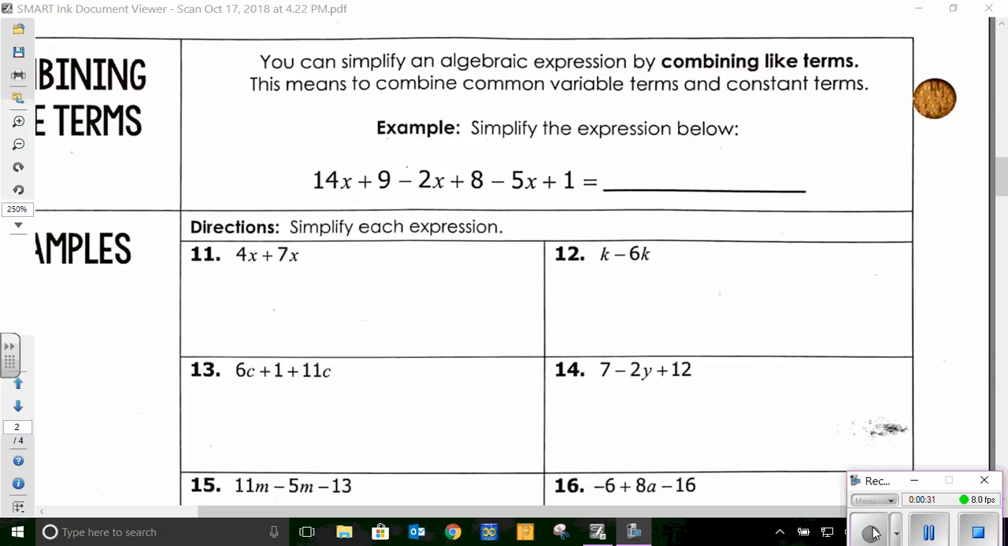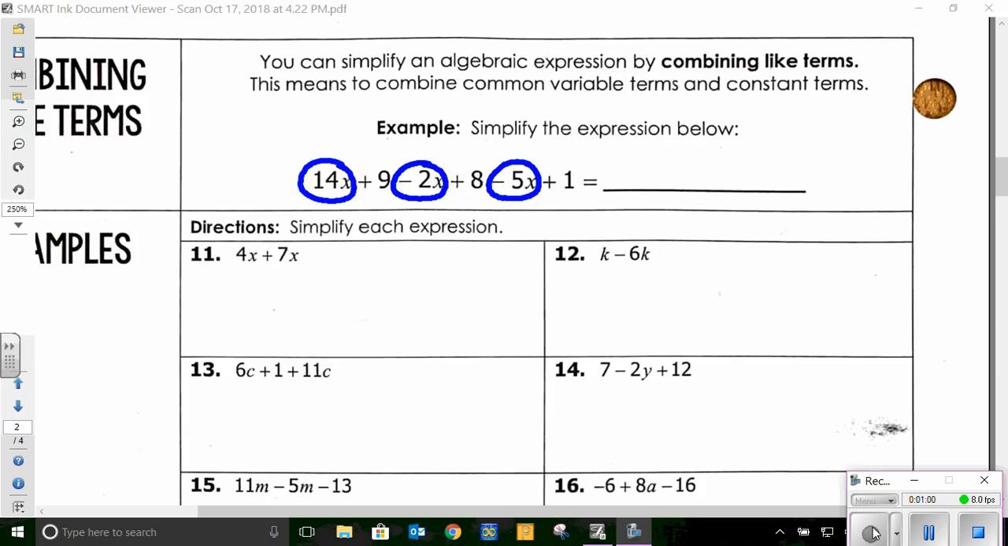So the same thing, just like on this expression here, 14x plus 9 minus 2x plus 8 minus 5x plus 1. I'm going to circle all of the terms that are the same. So I have a 14x. I have a negative 2x. Remember, keep those signs with the term. Then I have a negative 5x. And I always start with my variable terms because variables should go first. I'm also making sure that I've got them all, and I do.